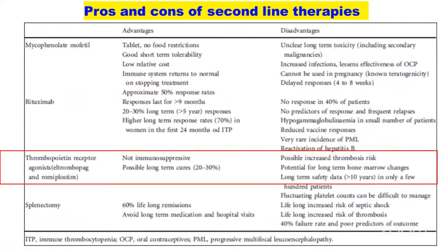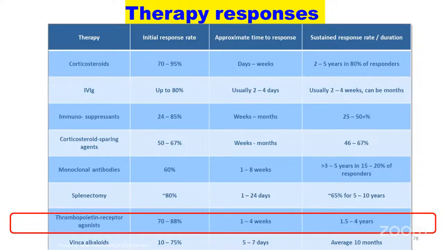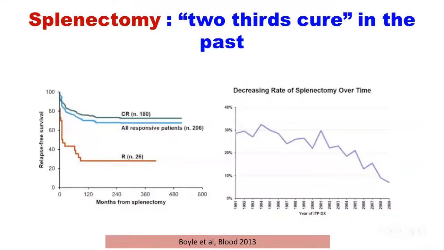There are other drugs like mycophenolate mofetil. Prognosis: 80% of the children respond spontaneously. For the adults, a good number of the patients respond. This is the comparison of the different therapies: corticosteroids, IVIG, immunosuppressants, splenectomy, and this is how we get an approximate time to response and sustained rate of response.